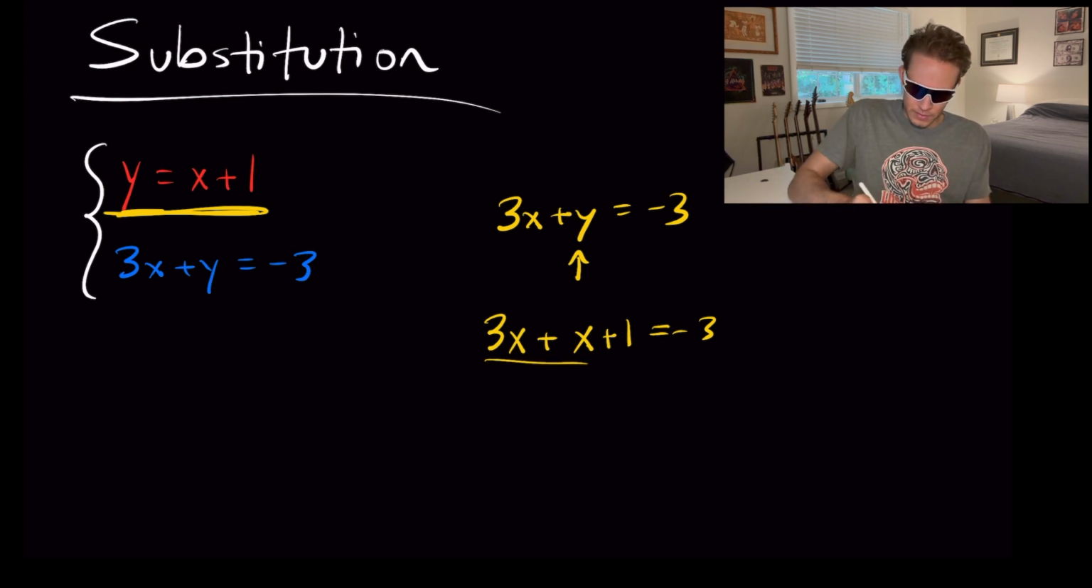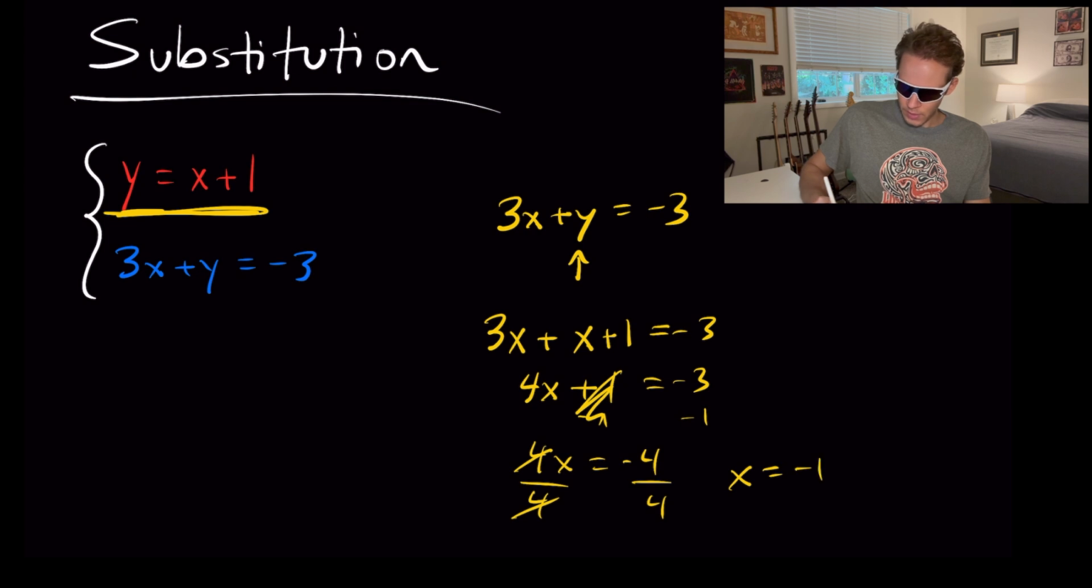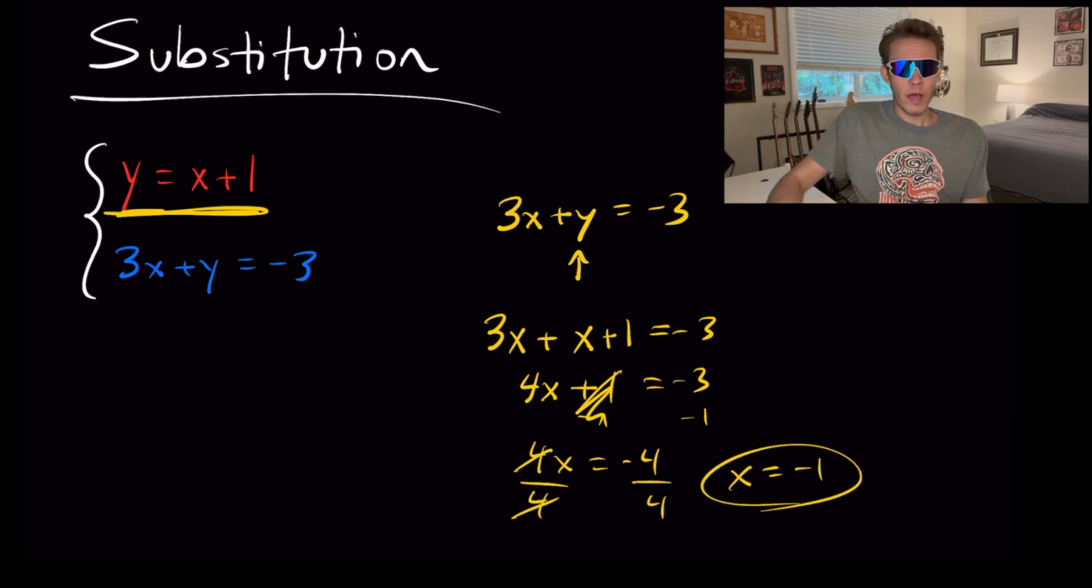So 3x plus x, that's going to be 4x. And then I have the plus 1 equals negative 3. Just solve for x. So I'll subtract 1 from both sides. That's going to cancel out. I'll have 4x is equal to negative 4. Divide both sides by 4, and I'll have x is equal to negative 1. So we're halfway there. We have the x-coordinate of the point where these two lines intersect.